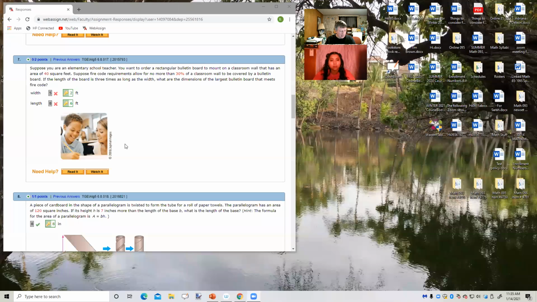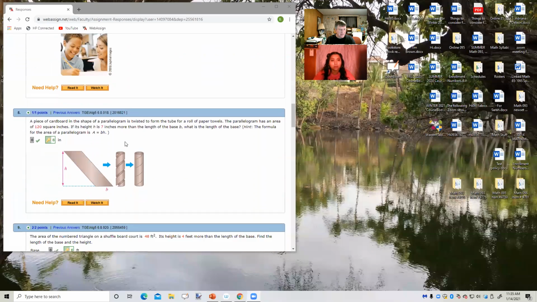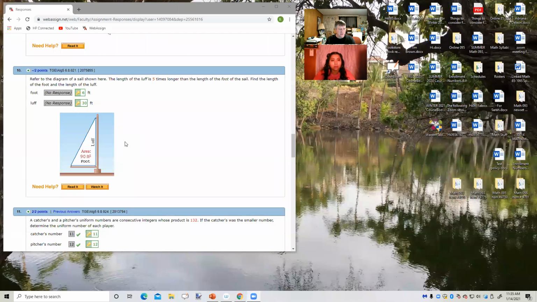Okay. Now we're going to take a look at, oh, and I don't know if I mentioned, these are out of 6.8. We're going to take a look at problem number 10. Okay. It says, refer to the diagram of a sail shown here. The length of the luff, I think that's how you say it, is 5 times longer than the length of the foot of the sail. Find the length of the foot and the length of the luff.